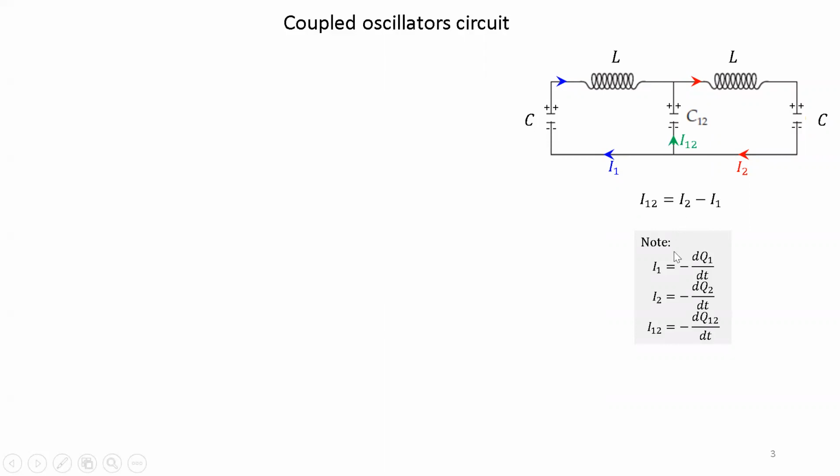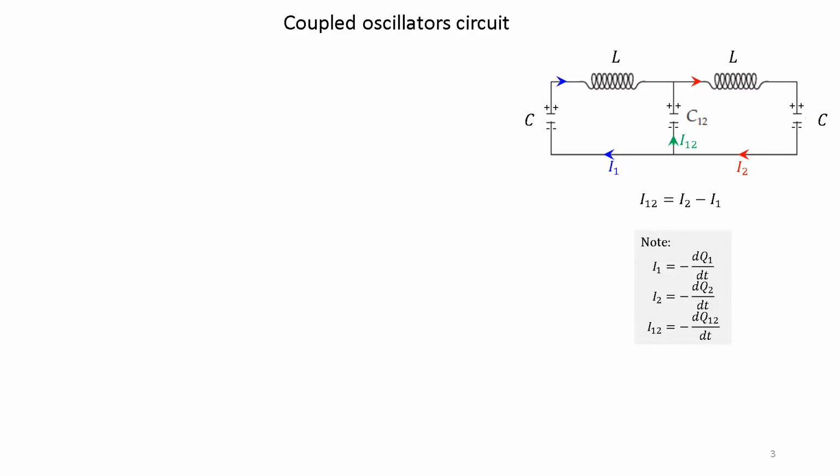Again, notice how I set up the convention for the current. I have positive charge here, positive charge here, positive charge here, and negative, negative, negative. And the current, as you can see from my arrows, is the charge flowing out of this capacitor in this direction per unit time.